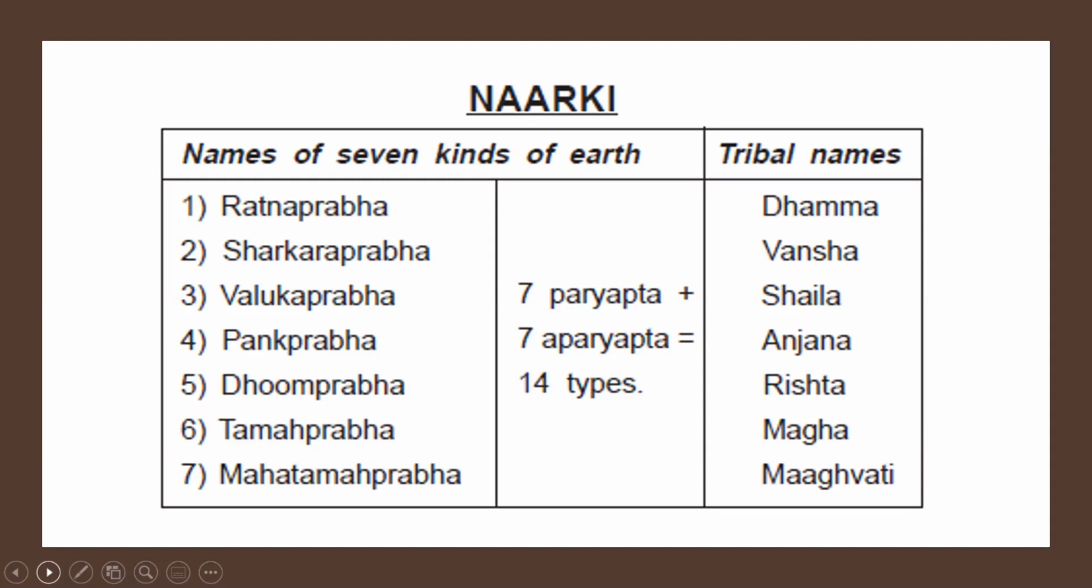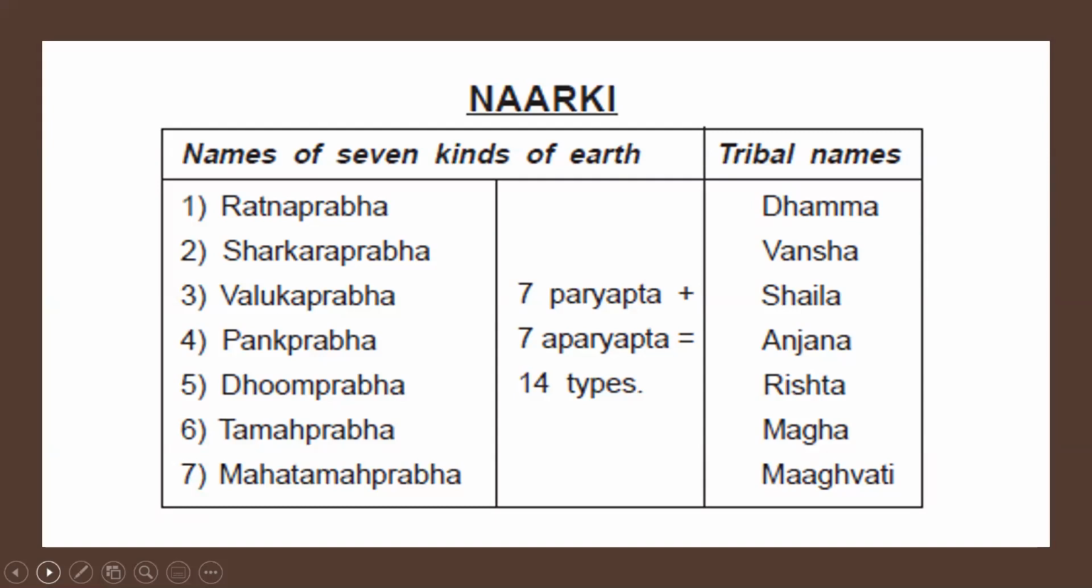So all the Narki Jeevs that are living in the Ratna Prabha Bhumi are known as Dhamma. So that is the name of the Jeevs. The Narki Jeevs in the Sarkara Prabha Bhumi are known as Vansha. In Valuka Prabha, they are known as Shaila. In Panka Prabha, they are known as Anjan. In Dhum Prabha, they are known as Risht. In Tama Prabha, they are known as Maga. And in Mahatama, the last Narak, they are known as Magwati. So these are the classical names of the Jeevs that are in the 7 Narkavas.